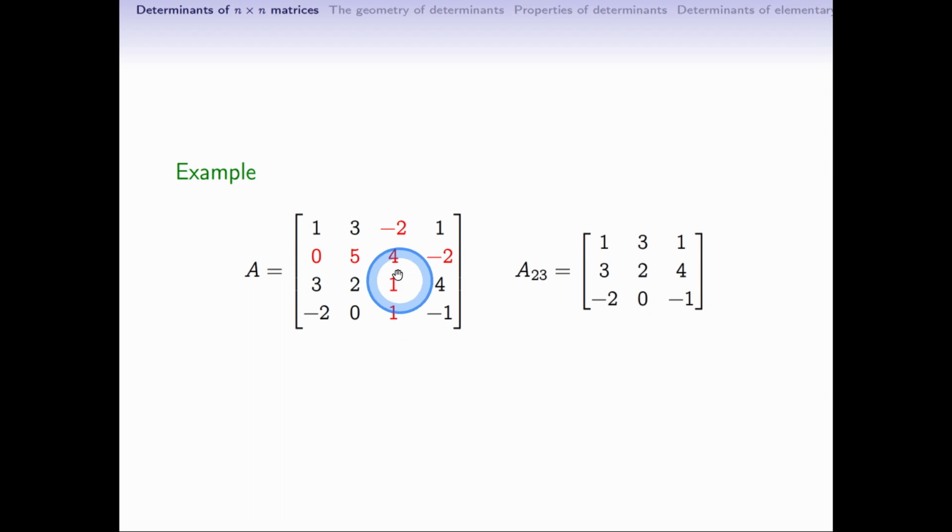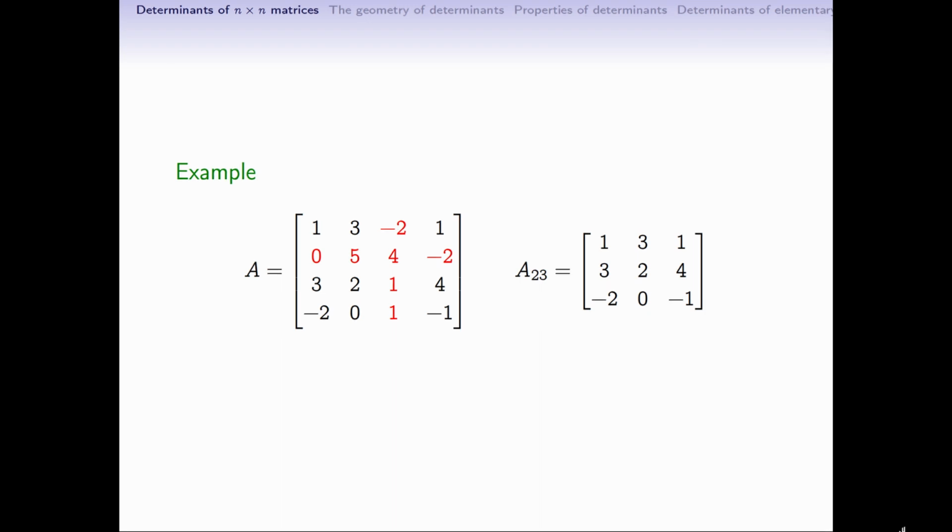And what do we do? We simply remove the second row and the third column from A, and the elements that remain form a 3 by 3 matrix, in this case the matrix A sub 2, 3 that we see over here. That's the notion of a matrix minor.